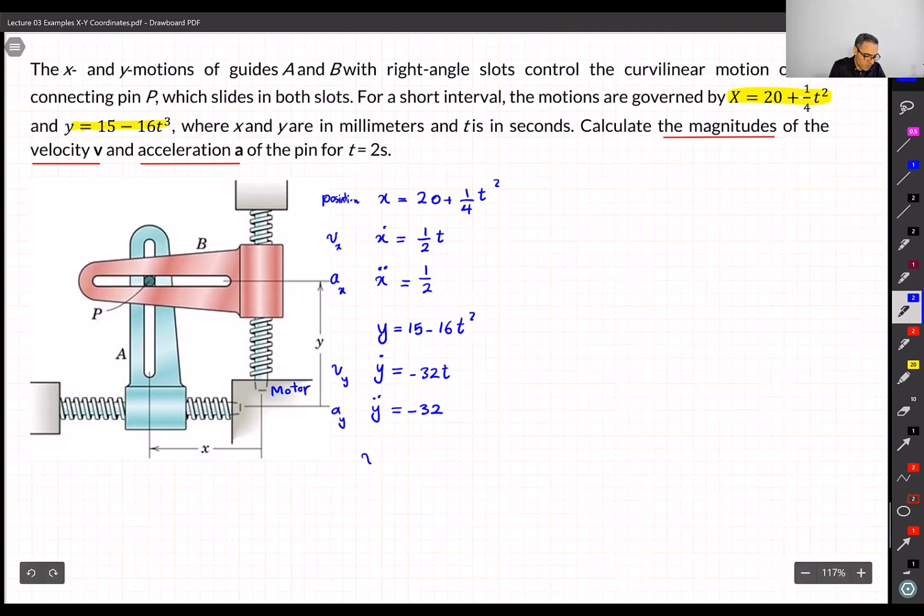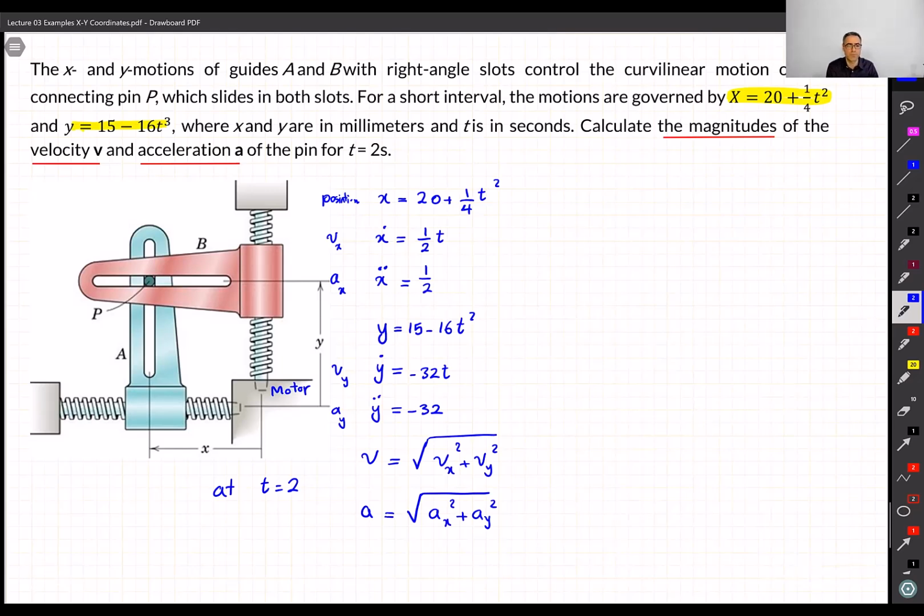The question asks us to find the total velocity. If I want total velocity, then simply it is the square root of Vx squared plus Vy squared. And if I want total acceleration, it's simply the square root of Ax squared plus Ay squared, for which we have the numbers because we know t is 2 seconds. We just substitute t by 2, right? So this is the first part of this question, which is super easy.